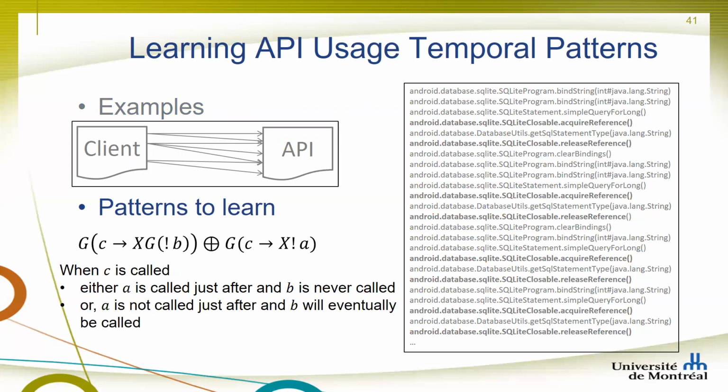This is the LTL formula. That means that when C is called, either A is called just after and B is never called, or A is not called just after and B will eventually be called. This is the kind of pattern that we want to infer from execution traces.